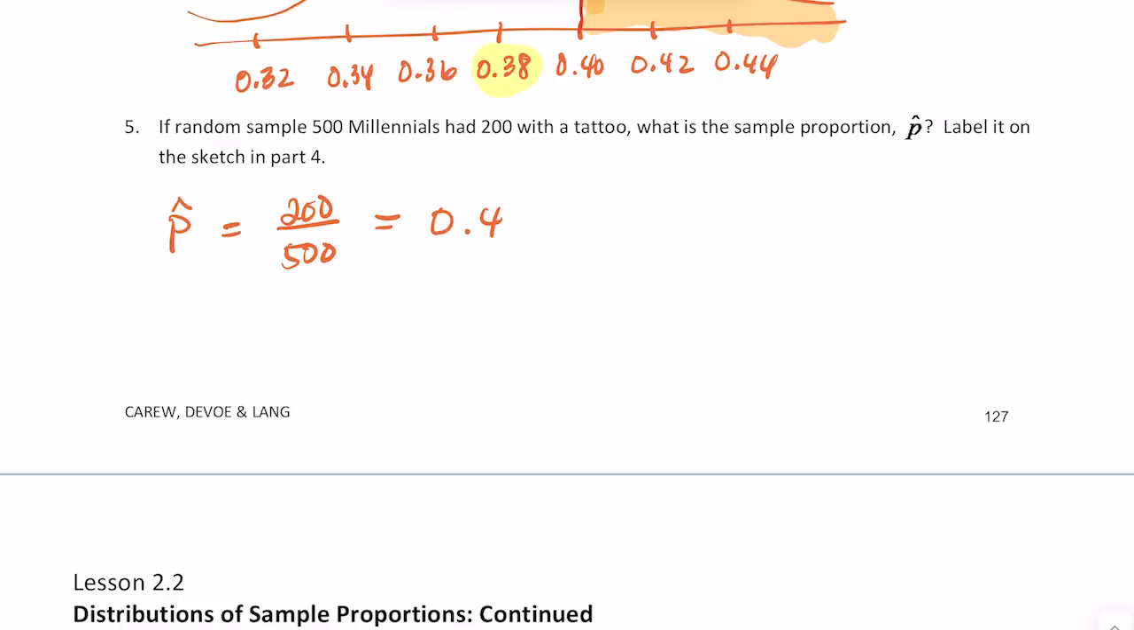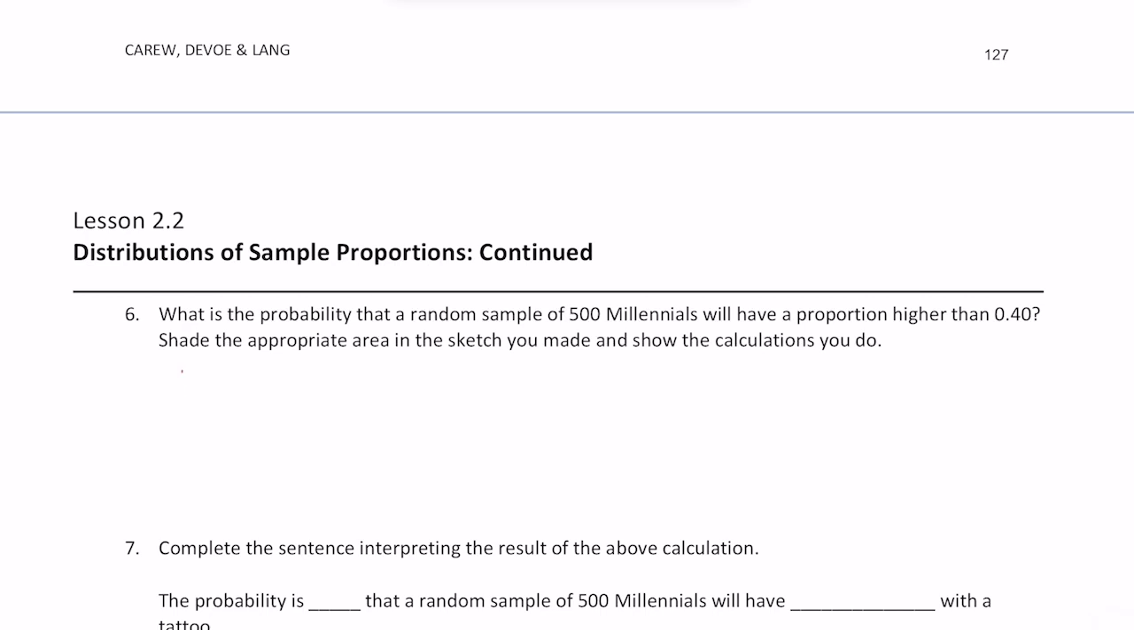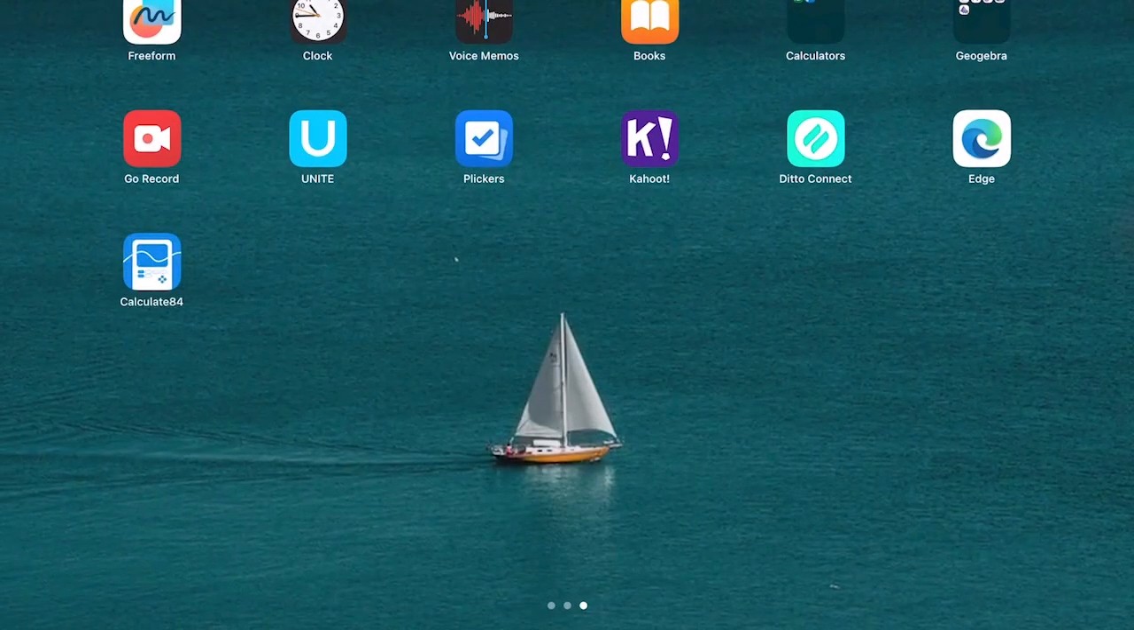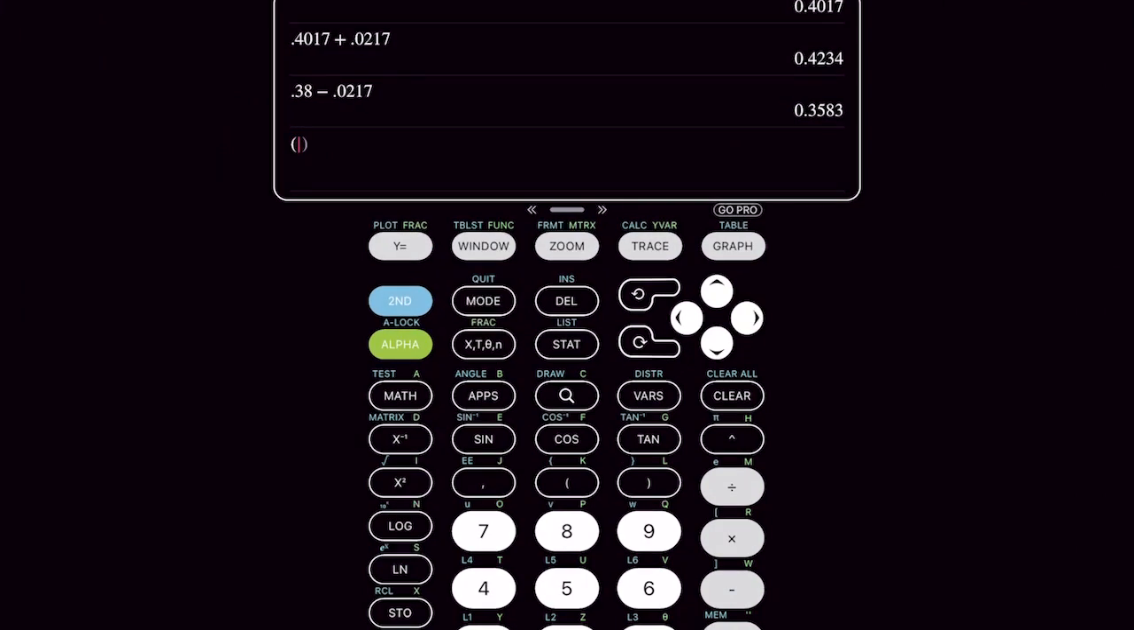What we need to do first is find the z-score, okay, which will be easy here if we round. So we have our value minus our mean divided by the standard deviation. So when we do that, we get, let's see, 0.40 minus 0.38, put it in parentheses, and then divide by 0.0217, and we get 0.9217.